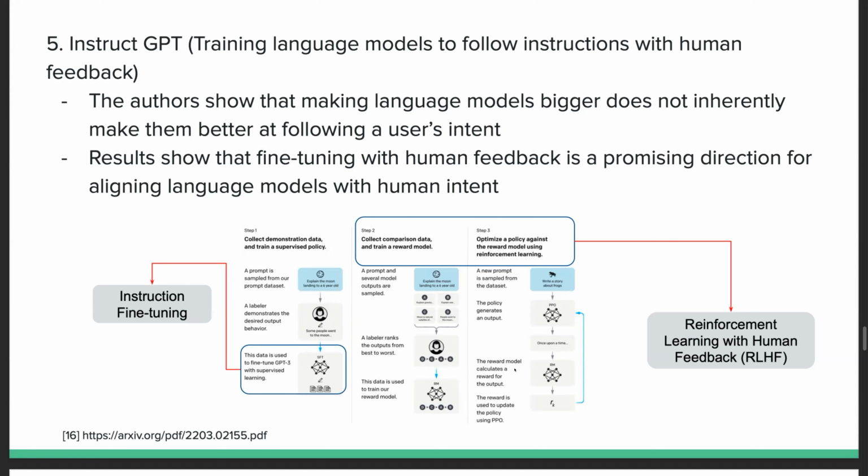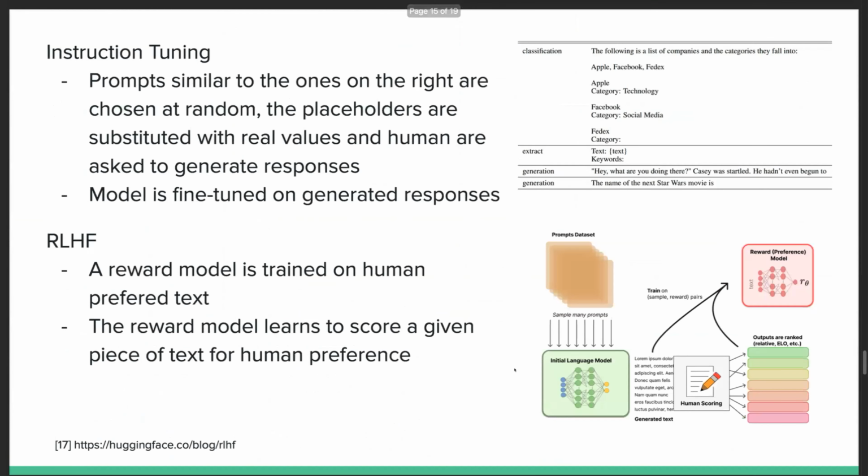Then there is the RLHF part, which I think I have on the next slide, so let's go there. On the right, you can see examples of instructions. A classification instruction could look like: the following is a list of companies, and so on. Then the completion, which is written by the human, could be: Apple corresponds to category technology, Facebook corresponds to social media, what does FedEx correspond to? And that last part is filled in by the human. So the input would be the entire prompt or instruction, and the output would be what the human specified as the completion to that prompt.